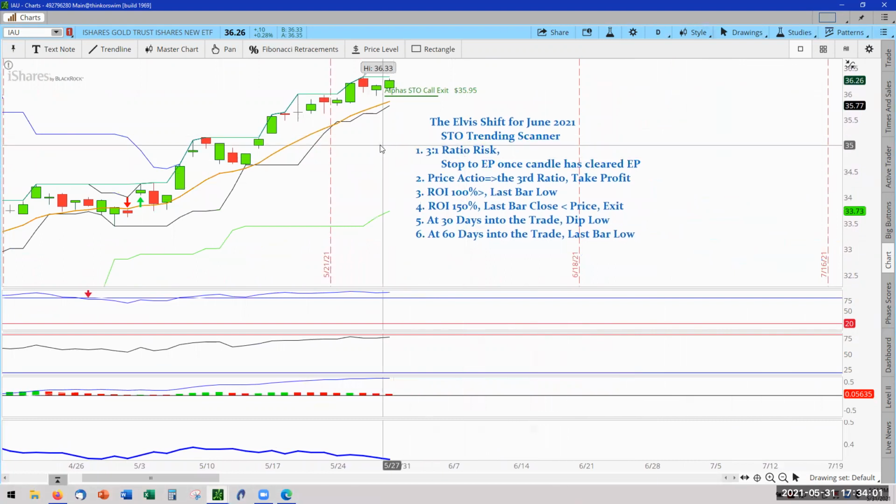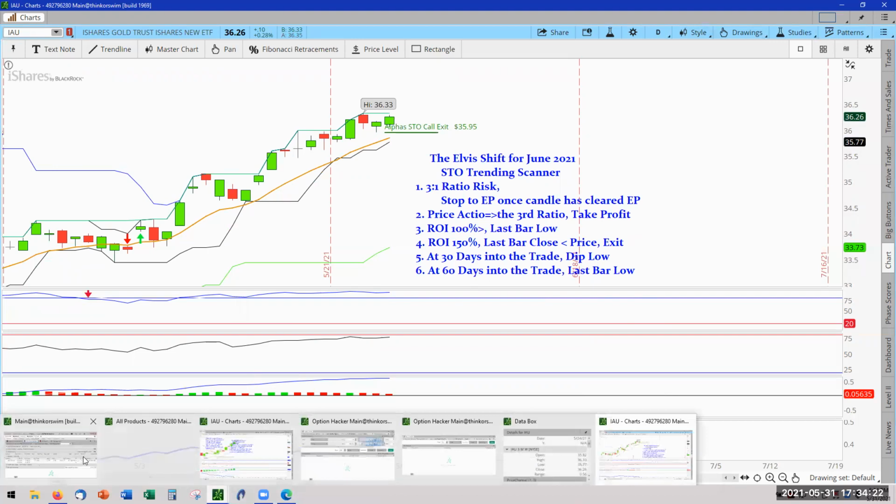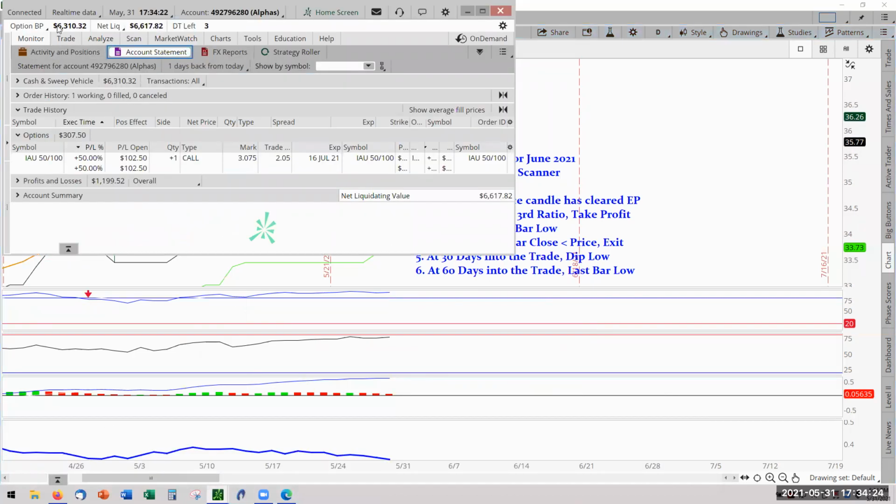Okay. We have found that this scanner here during the month of April gave us more opportunity and got us into more trades. Remember one of the mantras, idle money makes no money. And we have a lot of idle money sitting. There it is. 6,300 is sitting now in alphas.